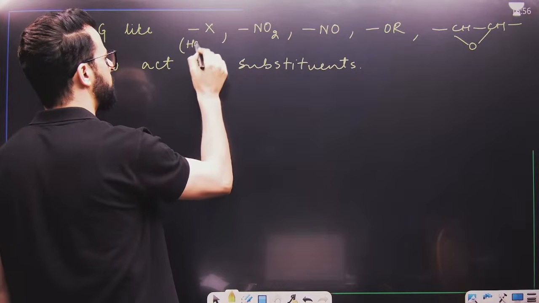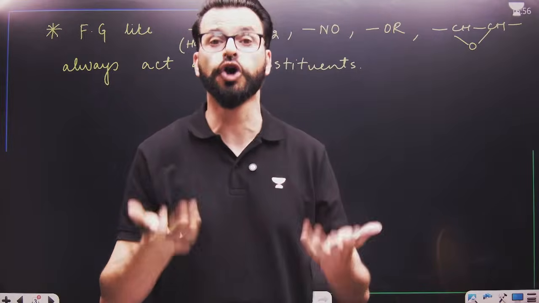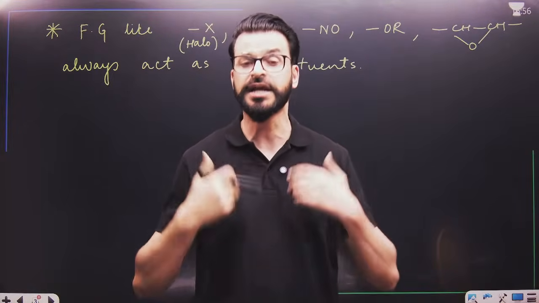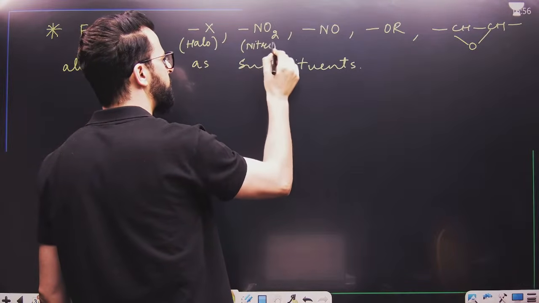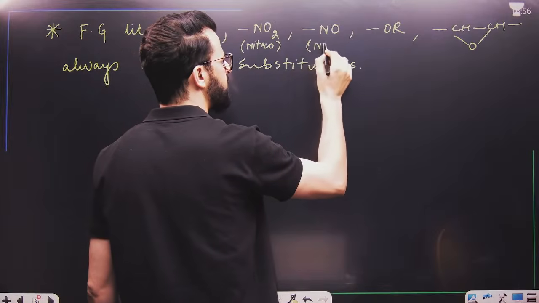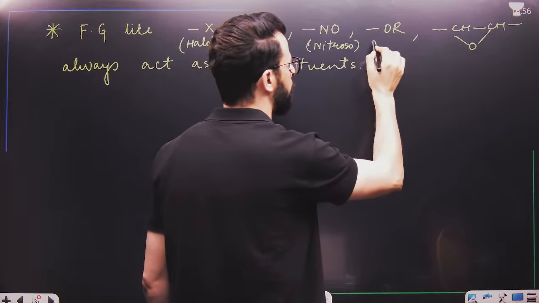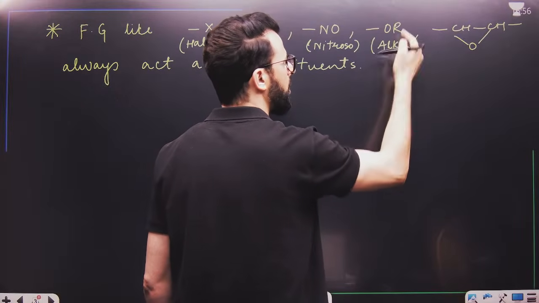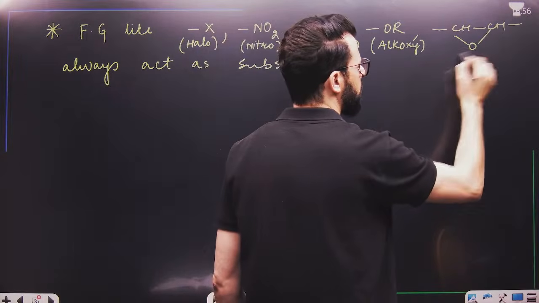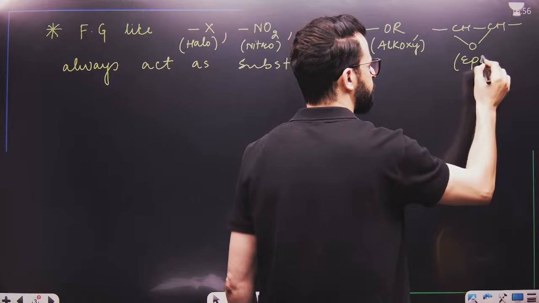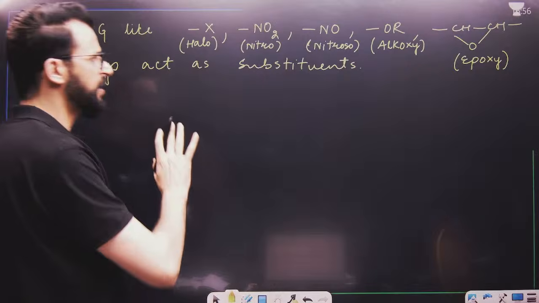So this is halo. If fluorine is there, it will be fluoro. Chlorine is chloro, bromine is bromo, iodine is iodo. Similarly, if NO2 is there, it will be named nitro. If NO is there, it will be named nitroso. If OR is there, this is the ether functional group, and its name will be alk plus oxy, that is, alkoxy. And this is known as epoxy. It is a cyclic ether, but it will be named epoxy. So I hope this point is clear.